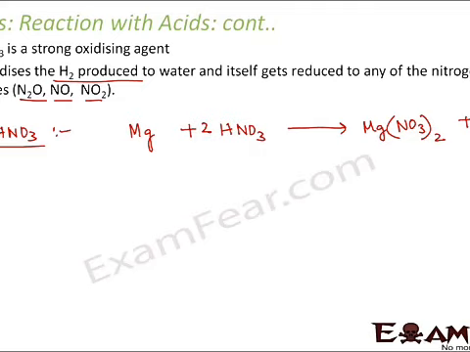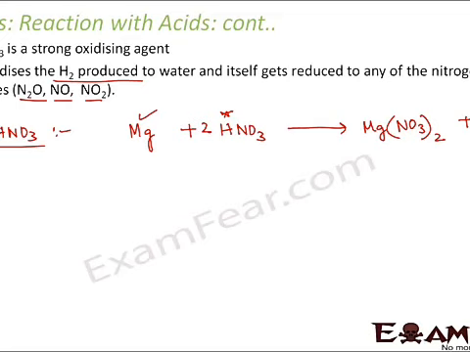Because here it is dilute nitric acid, so it is not that strong an oxidizer. Therefore, what did the metal do? The metal reduced the hydrogen ions. It took the hydrogen ions and formed hydrogen gas. So that is what metals normally do when they react with acids.